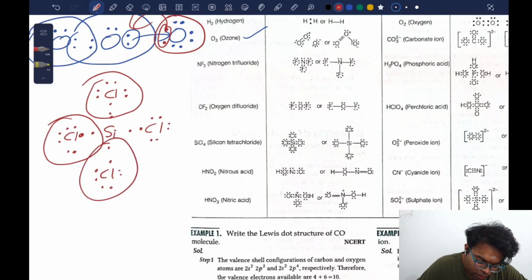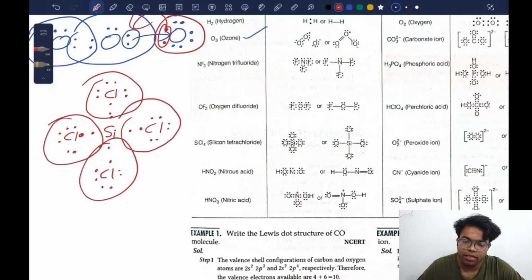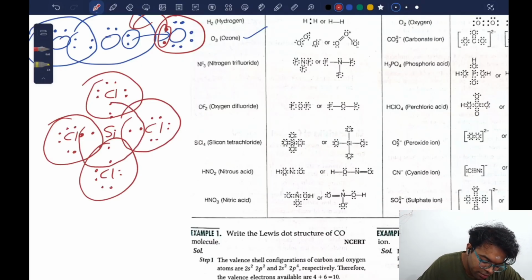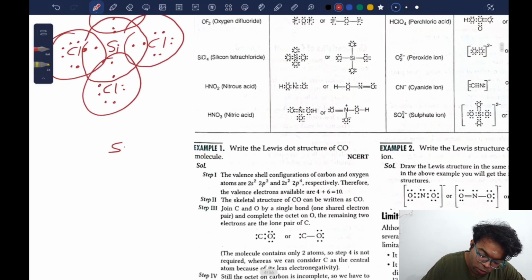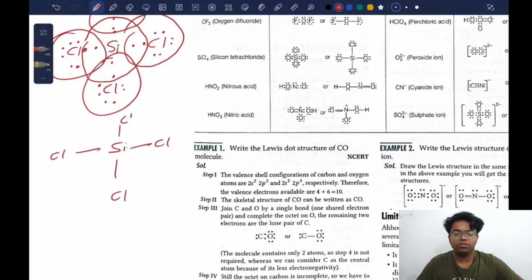So, what is the total number of electrons that are being shared? There are 8 electrons being shared, right? All in all, if you look at the whole big picture, there are 8 electrons being shared via these 4 chlorine and 1 silicon atom. So, 8 electrons gives us 4 bonds. If you want to form a bond, you need to have 2 electrons in the sharing position. Understood? That is the whole story behind this.